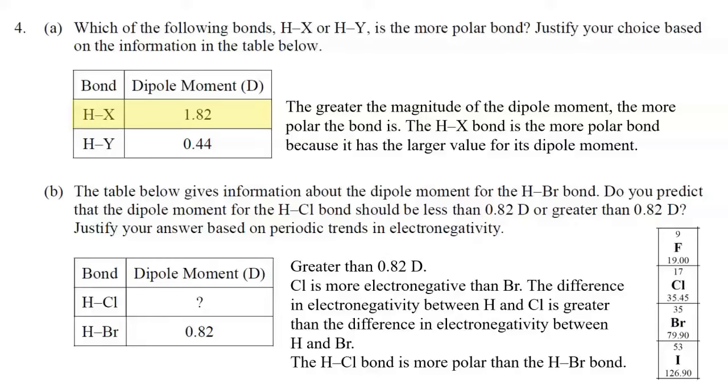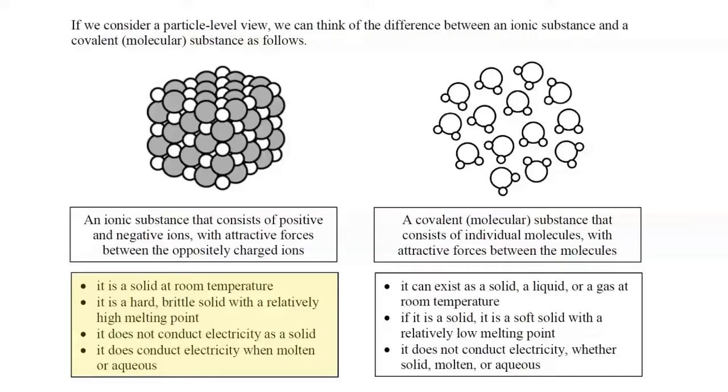So ionic substances generally tend to be a solid at room temperature, and they tend to be a hard, brittle solid with a relatively high melting point. They do not conduct electricity as a solid, but they do conduct electricity when they are molten or aqueous, so when they're melted or dissolved in water. A covalent substance can exist as either a solid, a liquid, or a gas at room temperature, and if it is a solid, it is generally a soft solid with a relatively low melting point. And they do not conduct electricity whether they are solid or melted or dissolved in water.